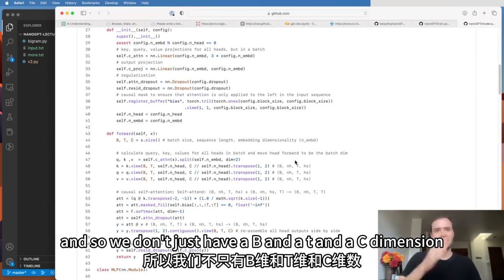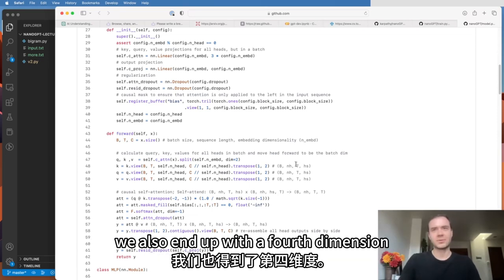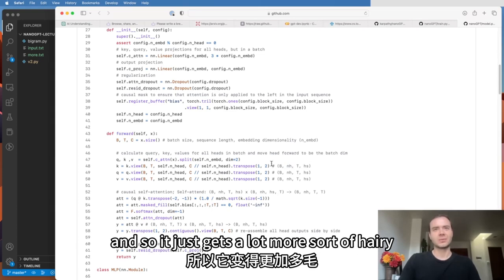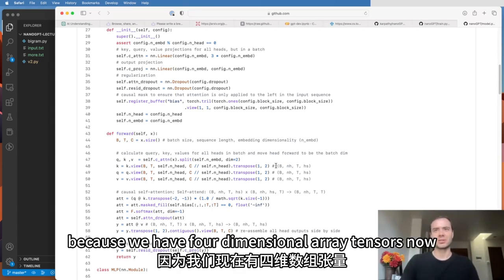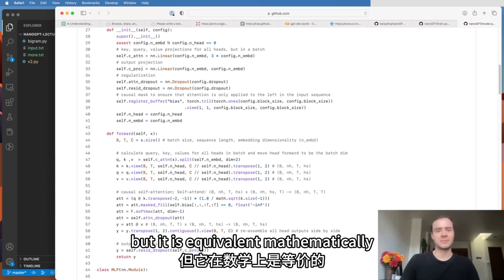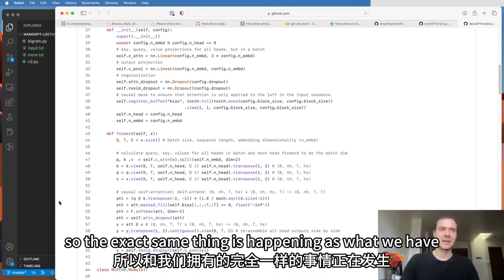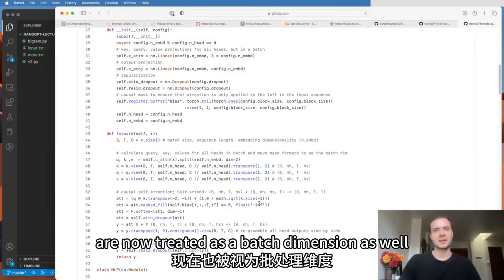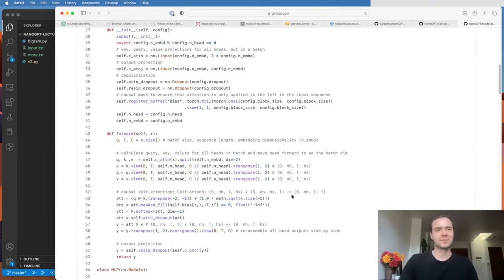And so we don't just have a B and a T and a C dimension, we also end up with a fourth dimension, which is the heads. And so it just gets a lot more sort of hairy because we have 4-dimensional array tensors now, but it is equivalent mathematically. So the exact same thing is happening as what we have. It's just a bit more efficient because all the heads are now treated as a batch dimension as well.